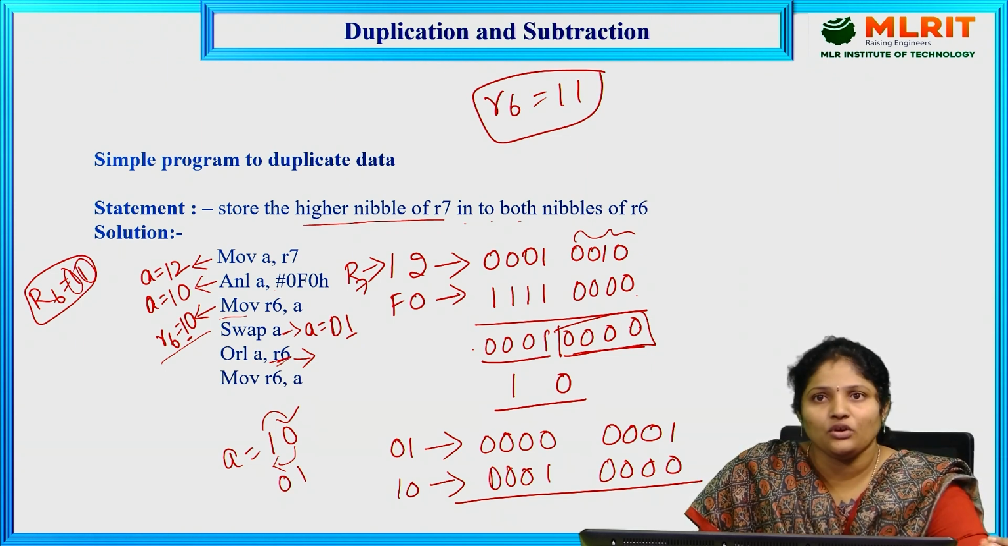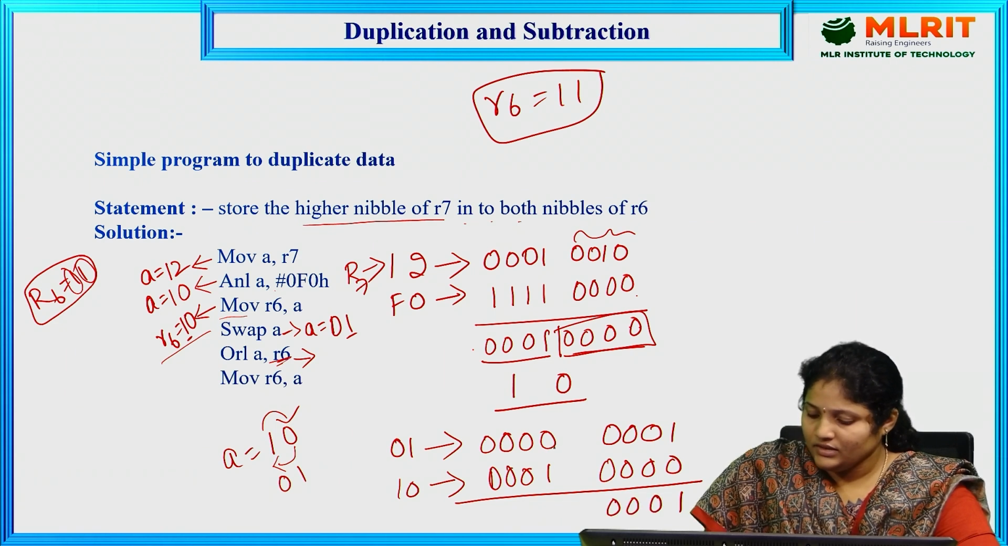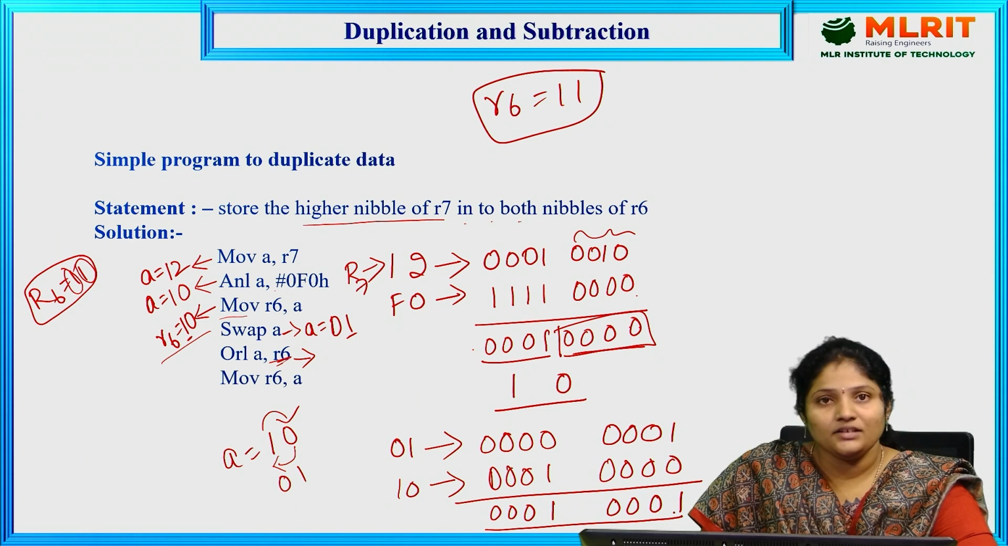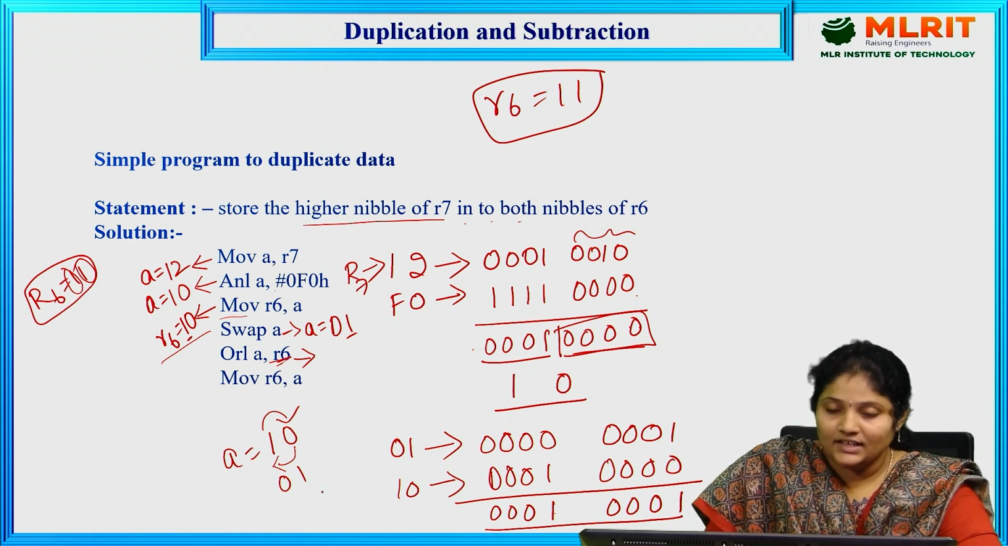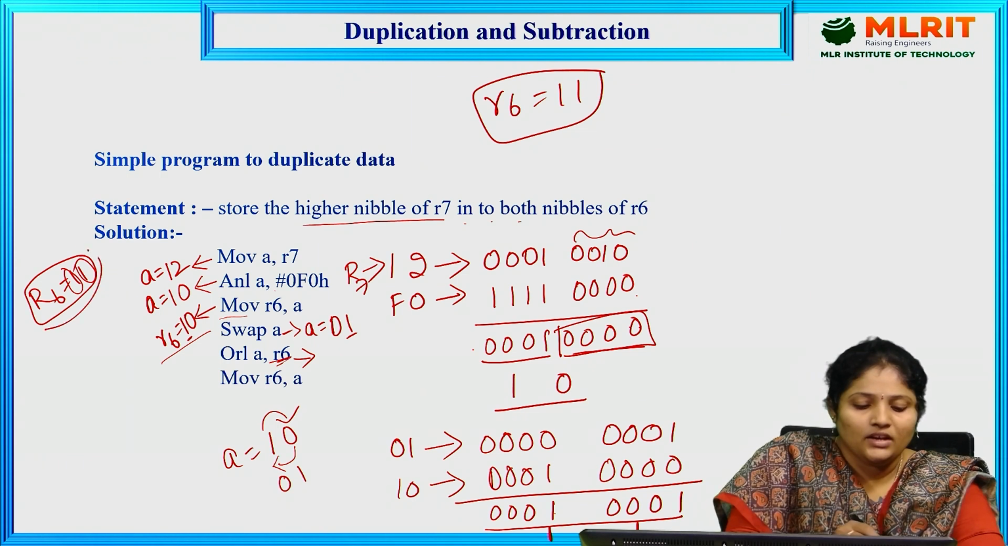What is the logic of OR operation? If any one of the input is high, output will be high. See, 1, 0. So here 1. So remaining ones. Here also 0, 1, 1. So what is the data present in R6? The actual hexadecimal number, 1 and 1. So that's what we require, right?